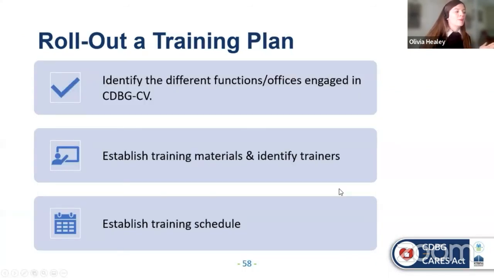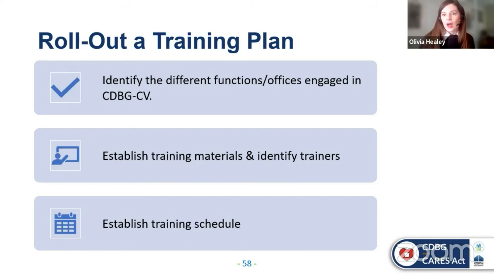For the training part, you want to identify the different functions and offices that will be engaged in your CDBG-CV program, and make sure that all of those internal checkpoints are included in the training, and they understand the differences in the program policies and procedures as they relate to the CDBG-CV funding. This could include grants management, financial management, and procurement, and procurement was that big point that Carrie kept going back to as an area where we commonly find mistakes amongst grantees.